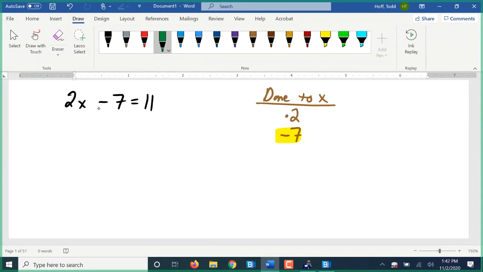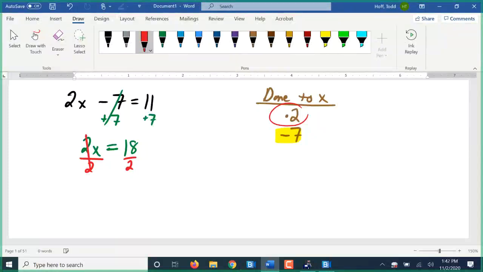So to remove subtracting 7, we're going to add 7. So the minus 7 is gone there, leaving us with just 2x. We had to add 7 on the right side. 11 plus 7 is 18. Now we need to get rid of the multiplying by 2. We'll do that by dividing by 2. So dividing by 2 removes the 2, giving us just x. 18 divided by 2 is 9.